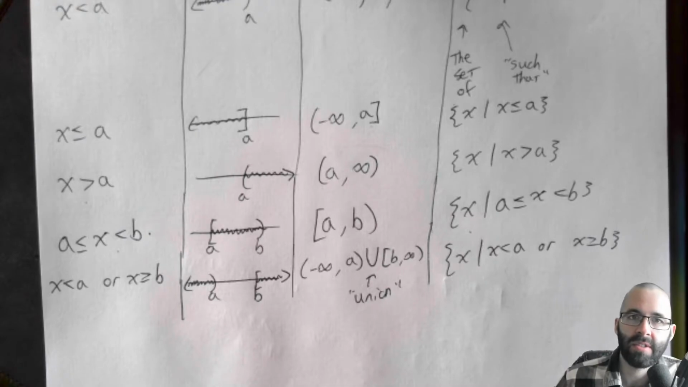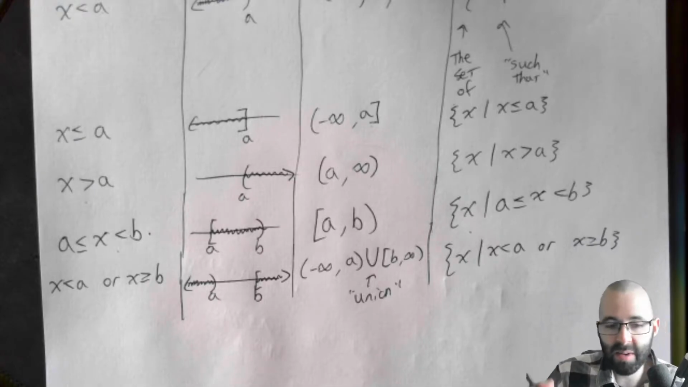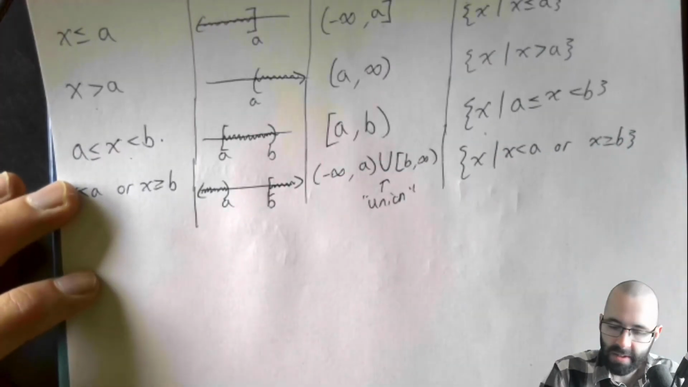Okay, that's the notation for what we've got here. Now we're going to use the notation. Quick definition, and then we're going to get into some example problems finally. Okay, so let's go.